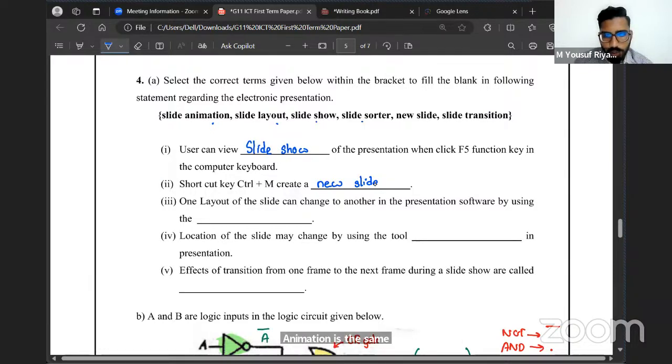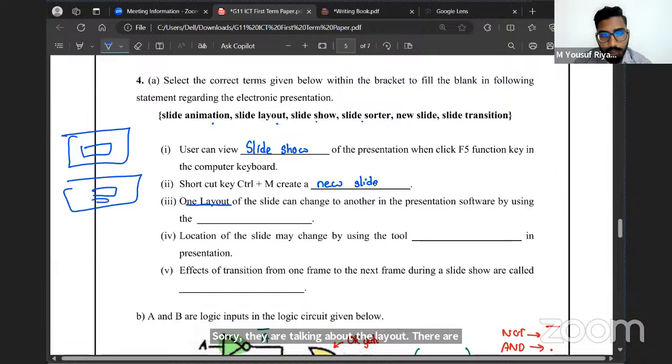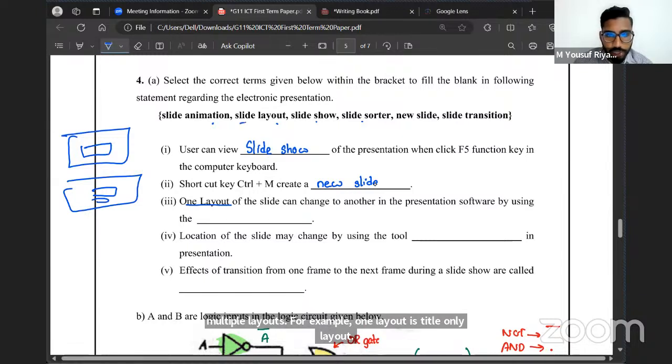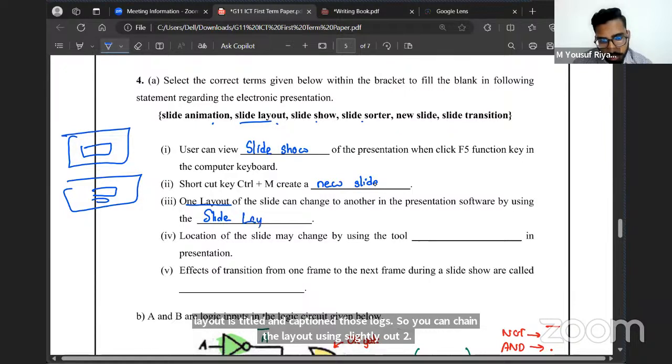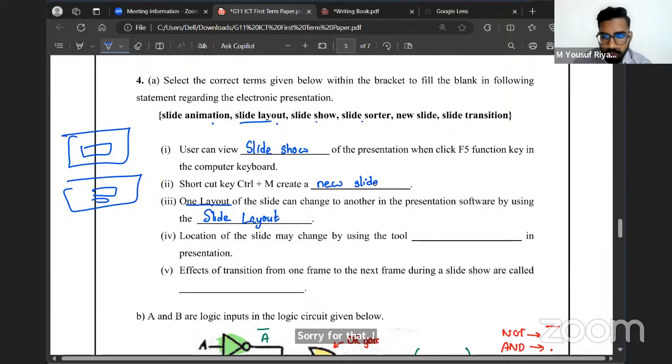When I'm saying one layout of the slide can change to another, one layout to another layout, they are talking about the layout. There are multiple layouts. For example, one layout is title only, one layout is title and caption. So you can change the layouts using the slide layout tool. Sorry, I forgot that they're talking about the layout. It's called slide layout. And the location of a slide may change by using a tool in presentation.